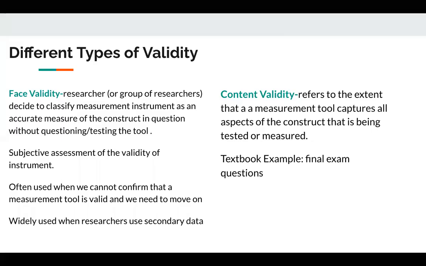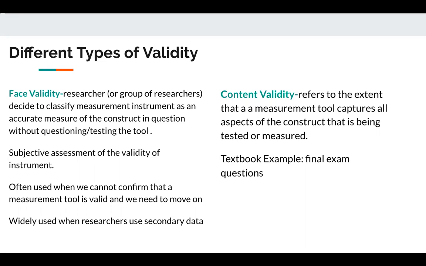Now we have the different types of validity. We actually have a couple of these, I think more like 4 or 5, beginning with face validity, which is what it sounds like, right? We accept something on the face of it. How your book describes it is that a researcher or a group of researchers decides to classify a measurement instrument as an accurate measure of the construct in question without questioning or testing the tool. They just accept that it is.